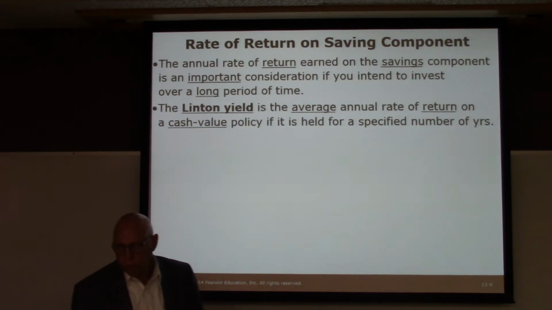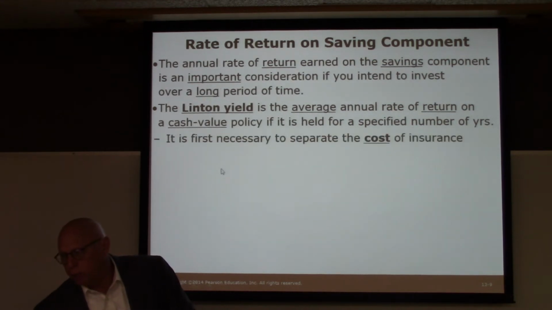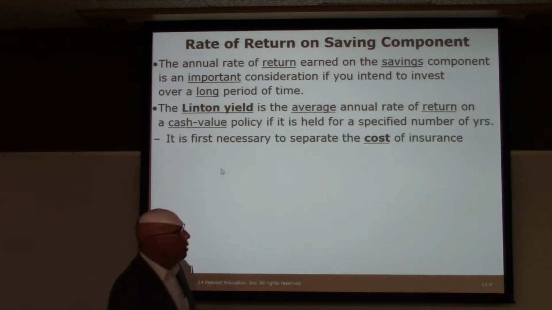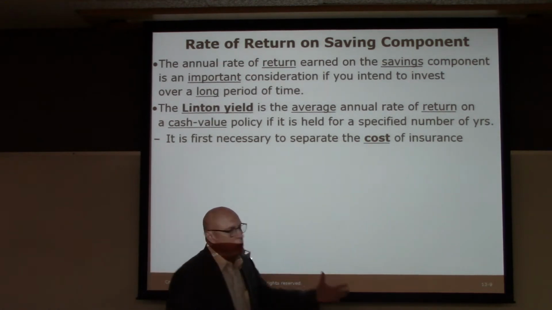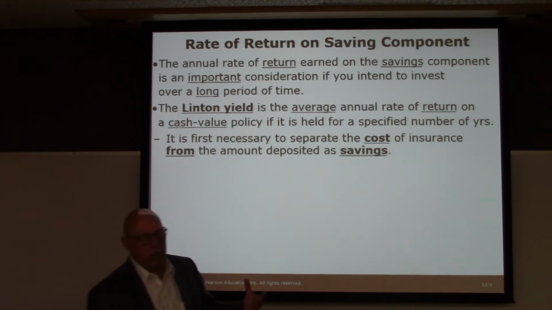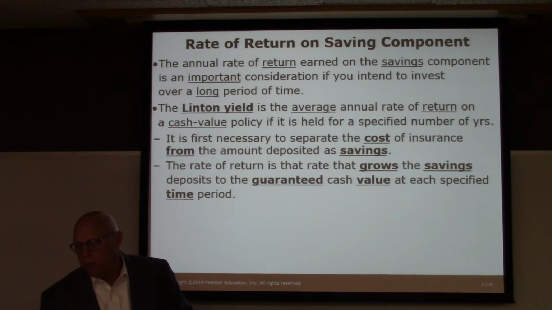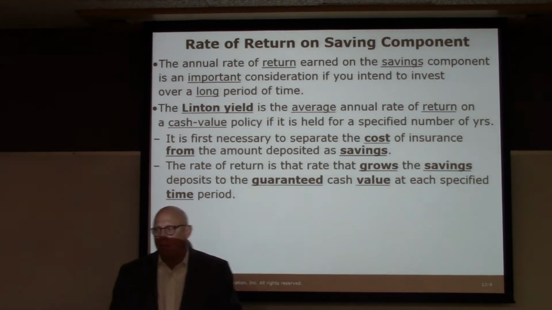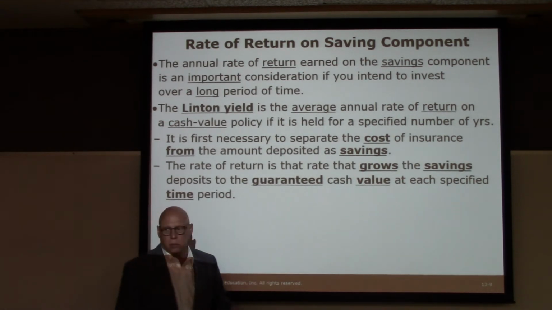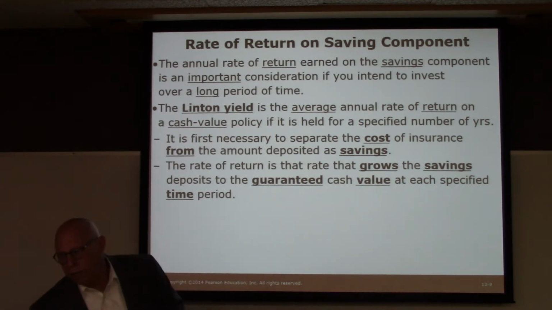All right, so this is the average annual rate of return on a cash value policy, whole life or universal, if it is held for a specified number of years. First thing you have to do is separate the cost of insurance from the amount deposited as savings. So that information needs to be available to you. The rate of return is that rate that grows the savings deposits that have been identified to the guaranteed cash value at each specified time period.